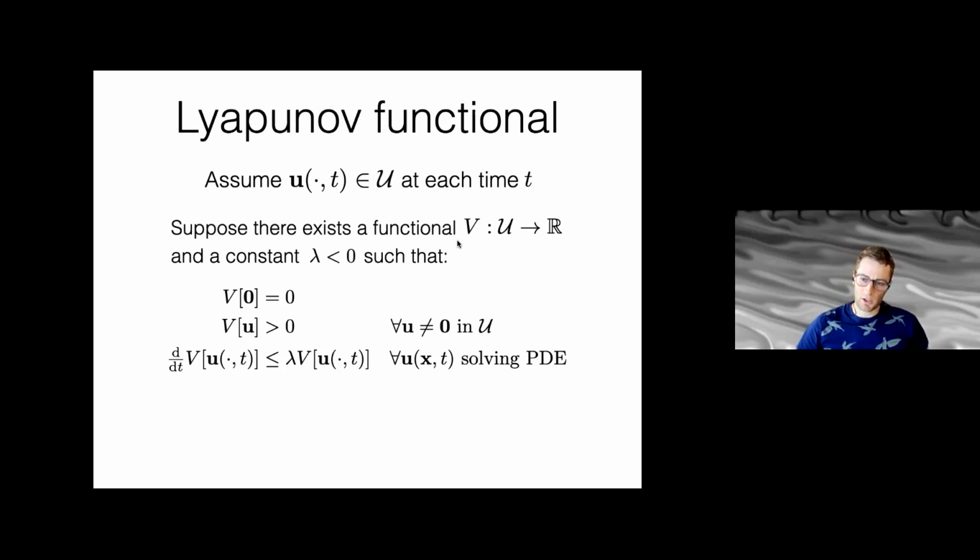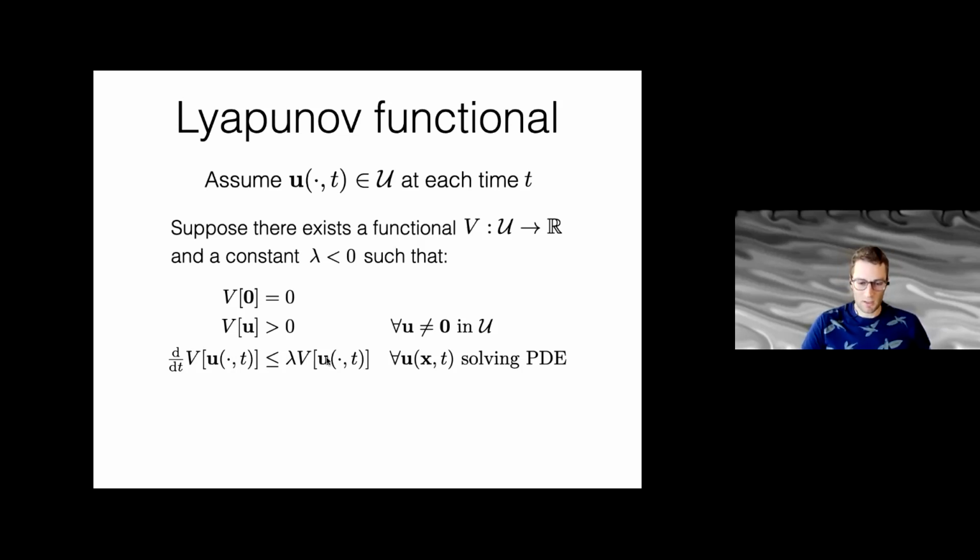Suppose there exists a functional V. This is a real valued functional whose input is some vector field that's a function of space, not explicitly a function of time, and it spits out a real number. And suppose you can show that V is strictly positive except for the 0 vector field, at which it's 0. So V has a minimum at the 0 vector field. V is not explicitly a function of time, but if you consider evaluating it along PDE solutions, then you can take the time derivative of V, and suppose it obeys this differential inequality: it's bounded above by some negative constant times V.